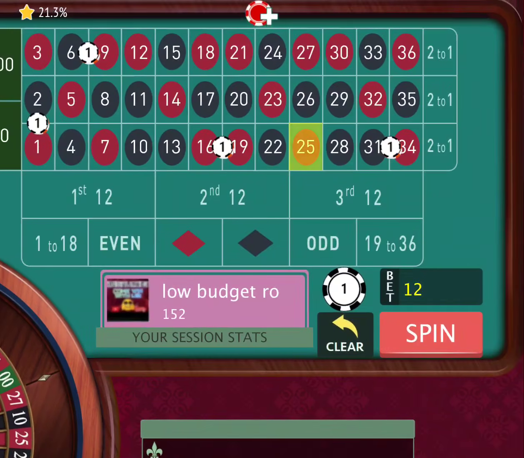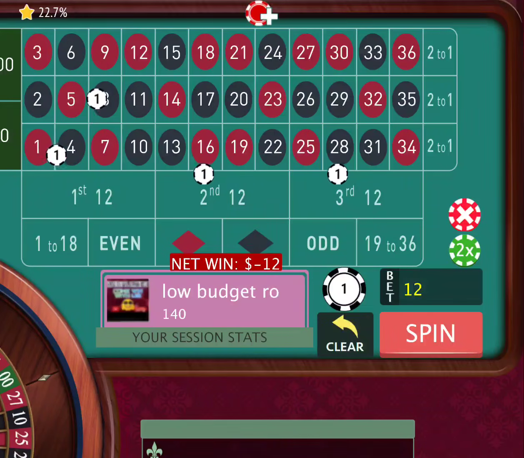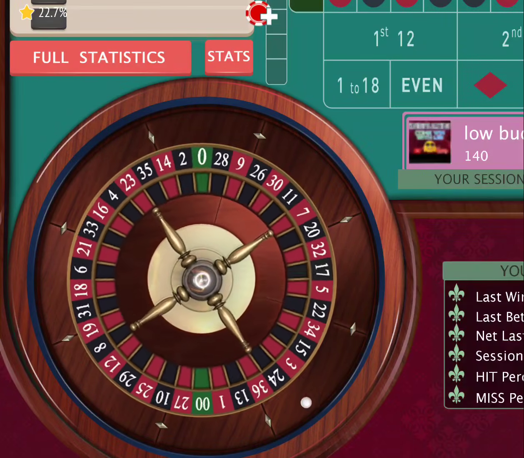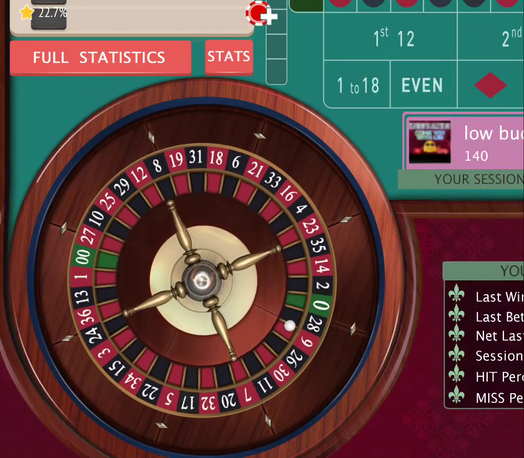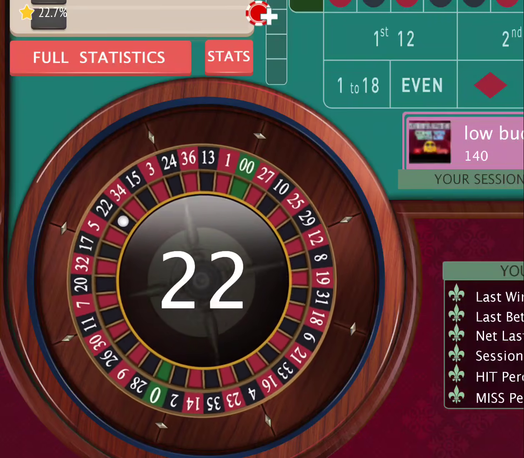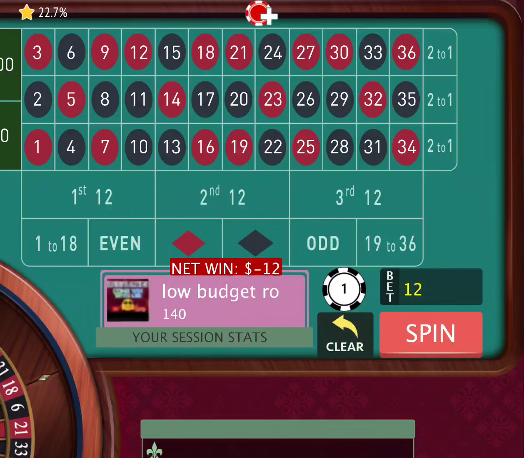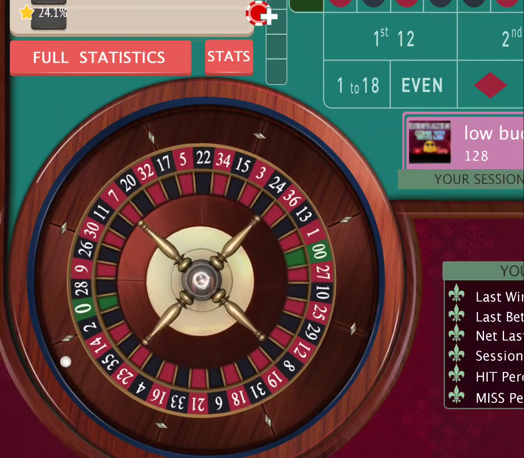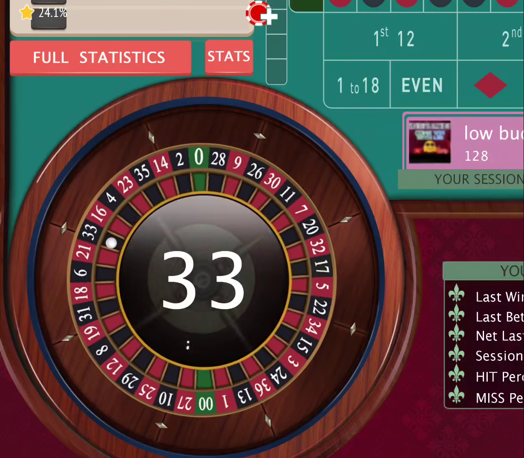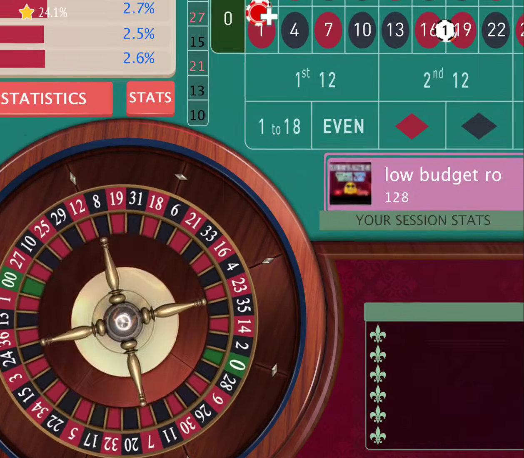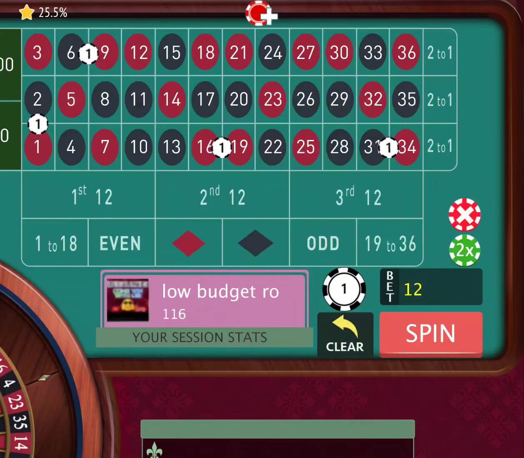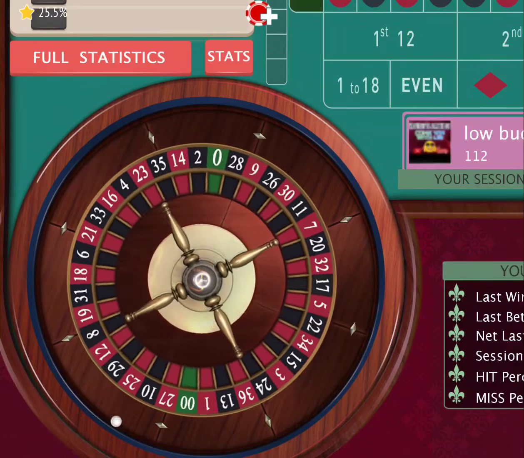25 comes out. First miss. 22 comes out. Going to be your second miss. And then let's see what happens. 33 comes out. And that's going to be your third miss. We will ladder the system again and spin.